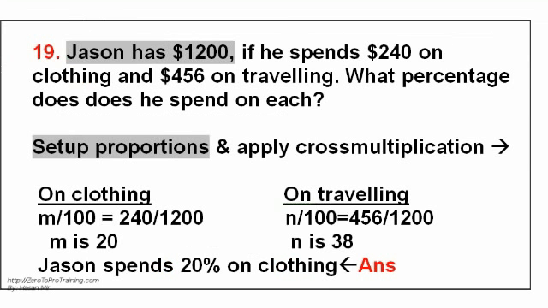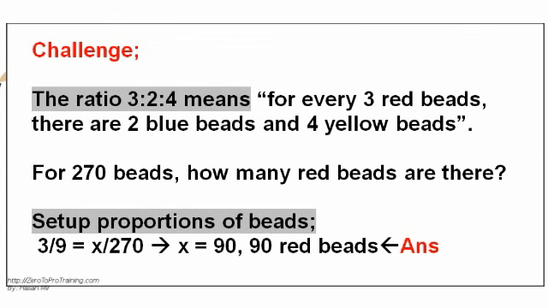Next, solve proportions and apply cross multiplication. Result: Jason clothing ratios, M/100 equals 240/1200, which is 20%. And on traveling, N/100 equals 456/1200, which is 38%. Next, the ratio 3:2:4 means for every 3 red there are 2 blue and 4 yellow beads. For 270 beads there are 90 red beads.